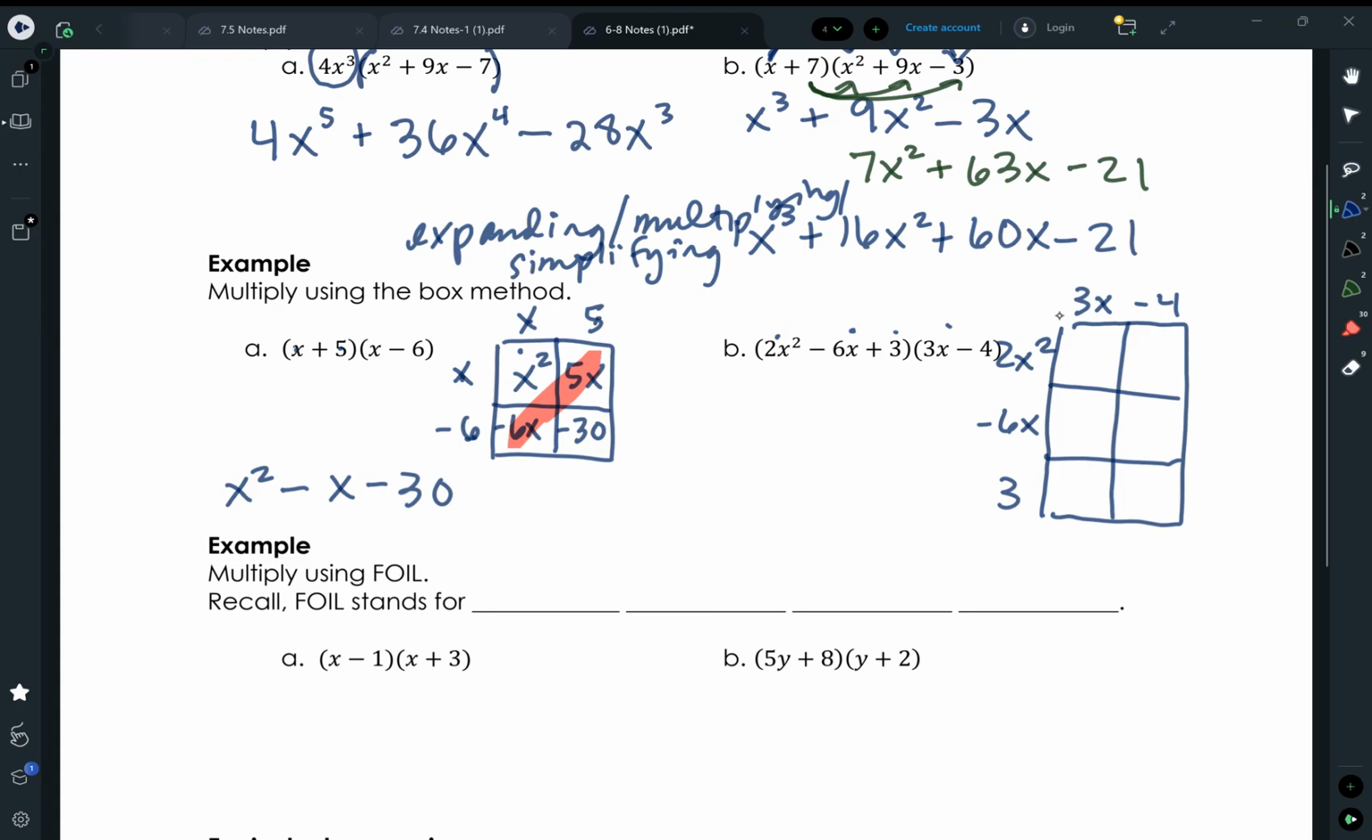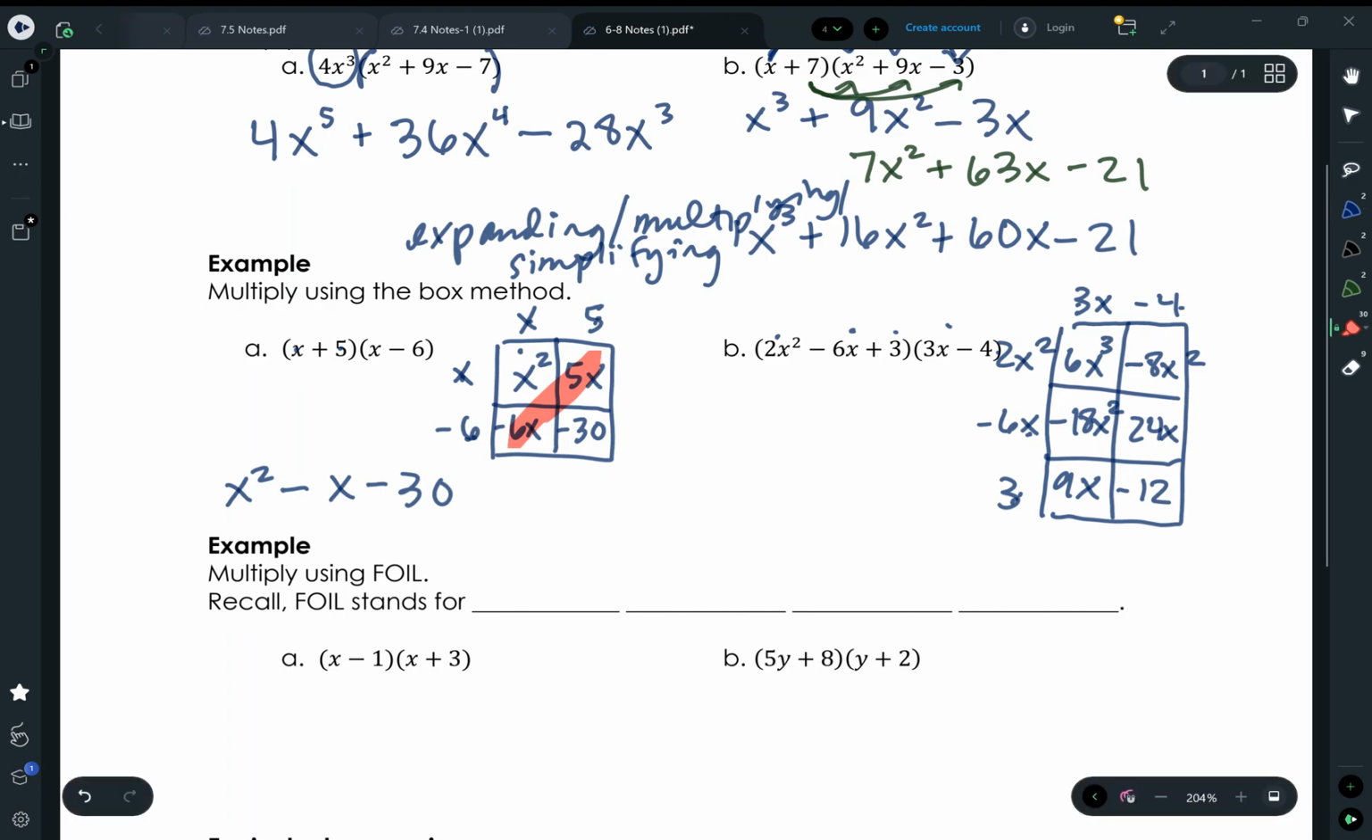So to figure out my first box, 2 times 3 is 6. X times x squared is x cubed. And then I'm going to the left. 2x squared times negative 4 is a negative 8x squared. All right, next row. Negative 6x times 3 is a negative 18x squared. Negative 6 times negative 4 is a positive 24x. So moral of the story here, make sure your boxes are big enough. Mine are not really very big. 3 times 3x is a 9x. And 3 times negative 4 is negative 12.